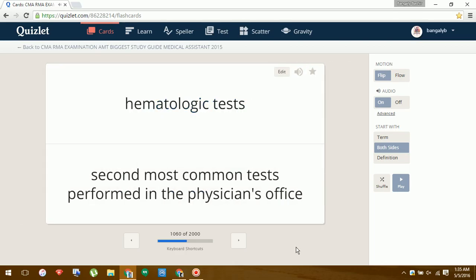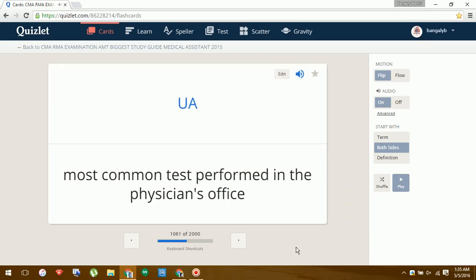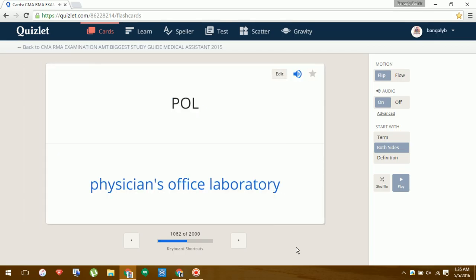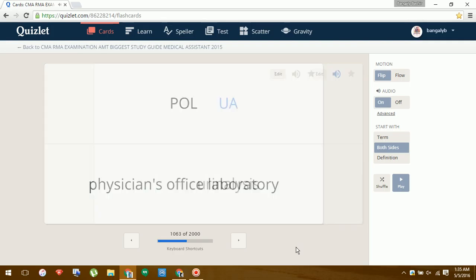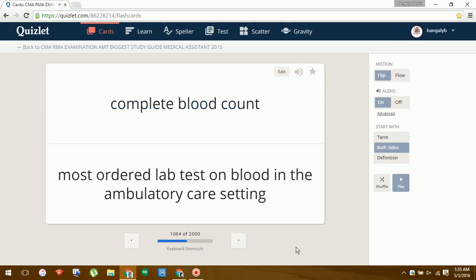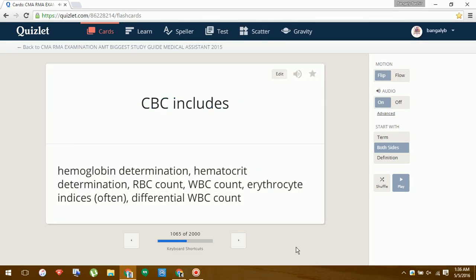Hematologic tests. Second most common tests performed in the physician's office. UA. Most common test performed in the physician's office. POL. Physician's office laboratory. UA. Urinalysis. Complete blood count. Most ordered lab test on blood in the ambulatory care setting. CBC includes hemoglobin determination, hematocrit determination, RBC count, WBC count, erythrocyte indices, differential WBC count.